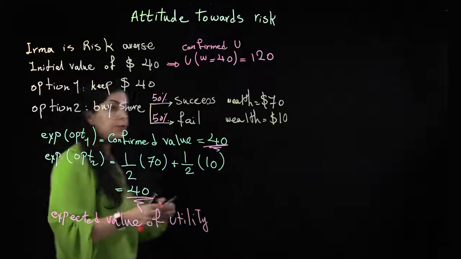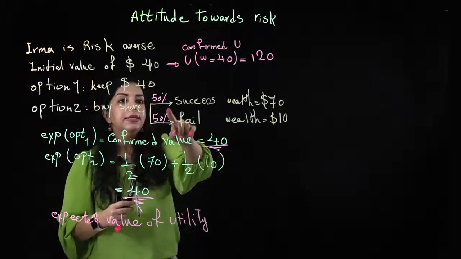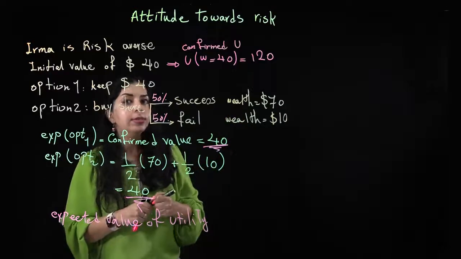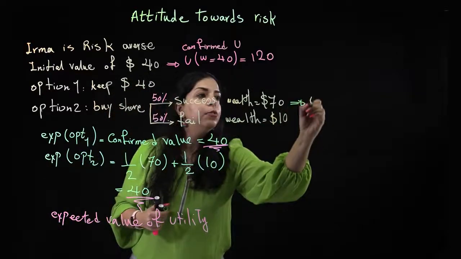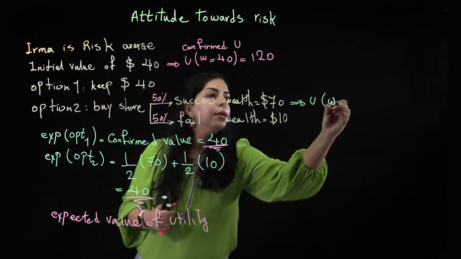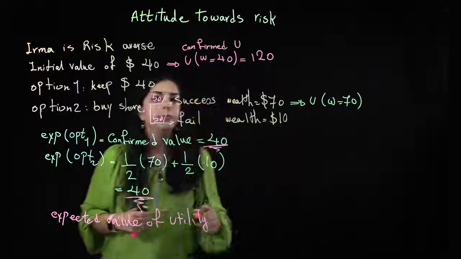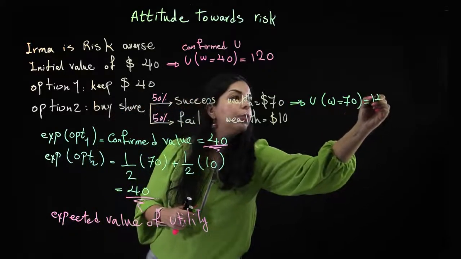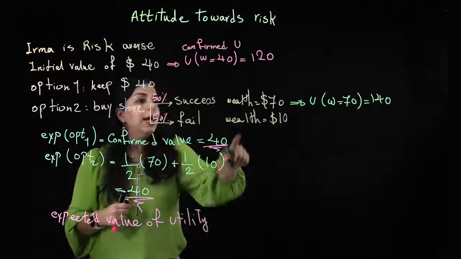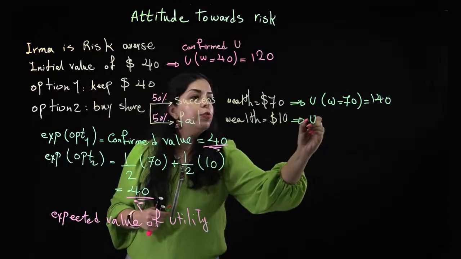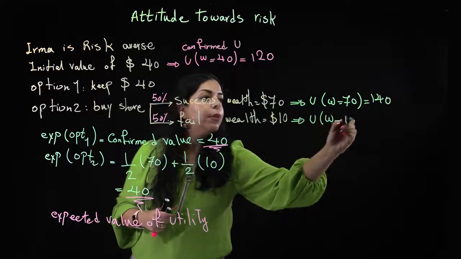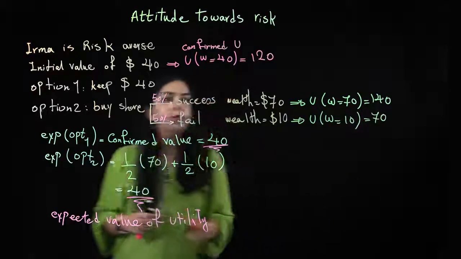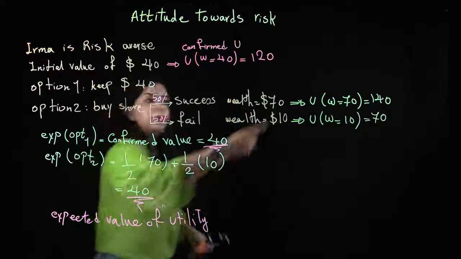So we have to know that if the person is succeeding in the investment and earning 70 units of wealth, how much is the utility associated with this 70 amount of wealth? Let's say we assume the utility is equal to 140. And how much is the utility associated with wealth of 10? We assume that, for example, this is 70 units of utility. So these two are given to us.